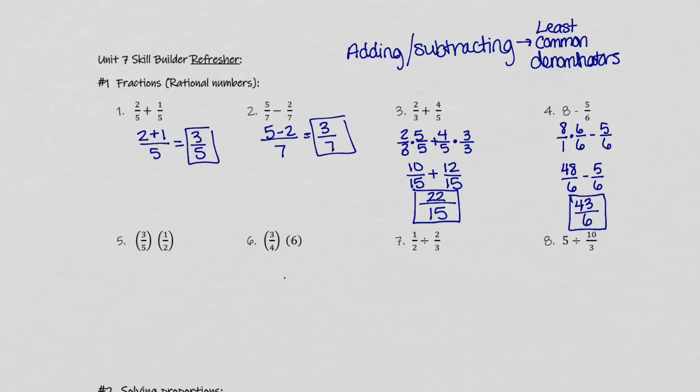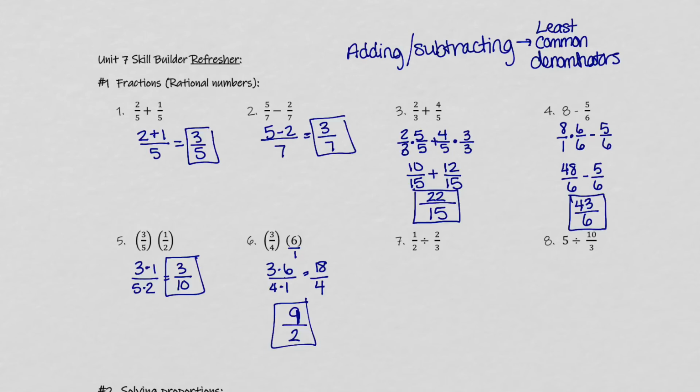And then multiplying, we're just going to multiply the tops and multiply the bottoms. So I get 3/10. That does not simplify. Number 6 is 3 times 6 over 4 times 1, because remember the whole number 6 is the same thing as 6/1. So I get 18/4. Now that does simplify. I can divide both of those by 2. If I divide 18 by 2, I get 9. Divide 4 by 2, I get 2.